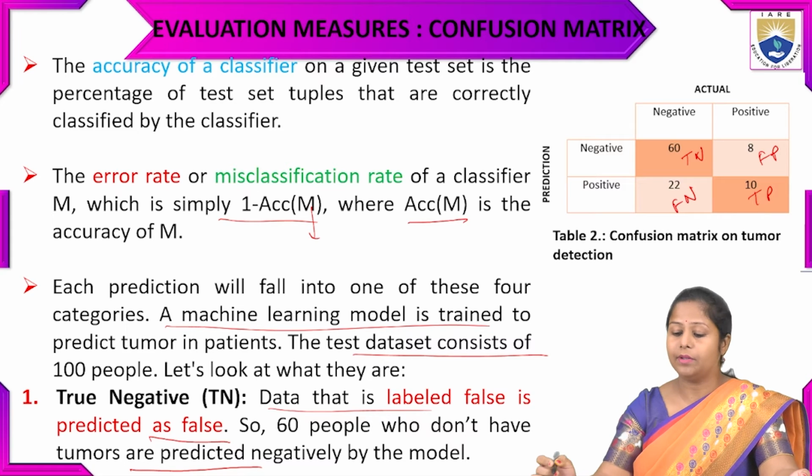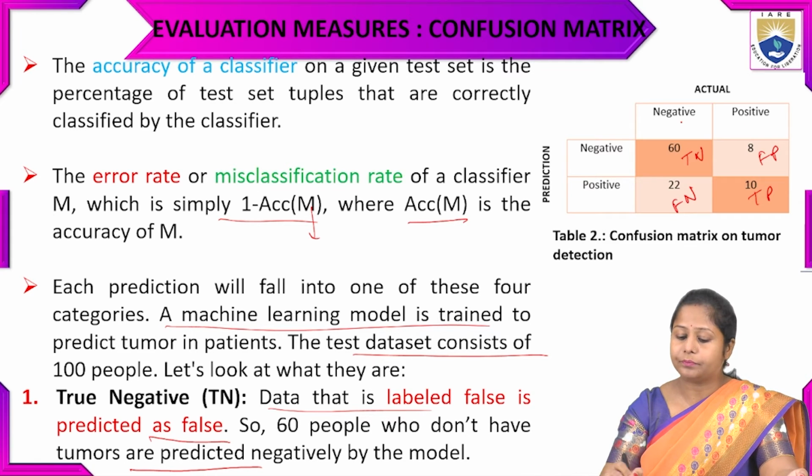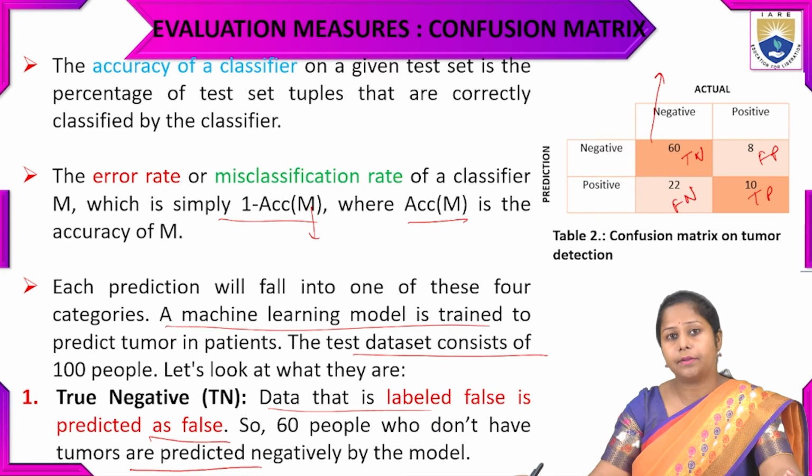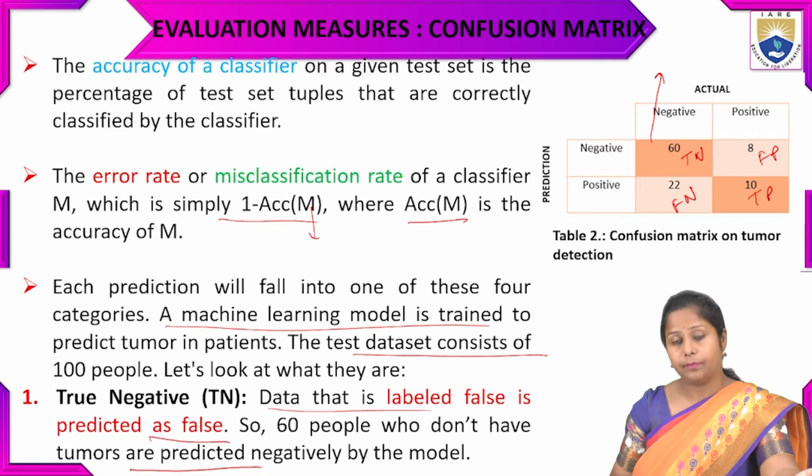So those were the four types of classifier outcomes. That was the confusion matrix. On the basis of that, we can see whether the classifier classifies correctly or not.